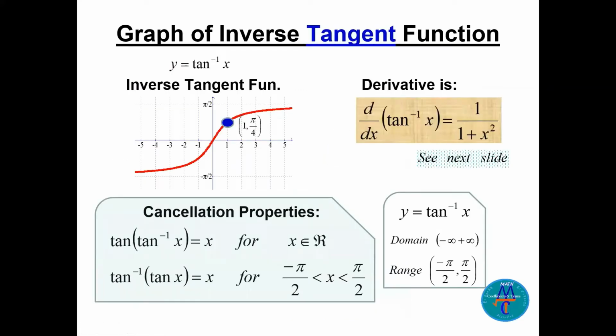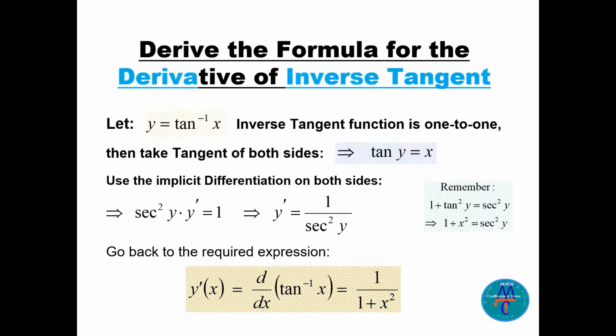Same idea for inverse tangent. This is the graph of the inverse tangent, and the derivative of the inverse tangent will be 1 over 1 plus x squared. Also, we can see the steps of finding the derivative here. Let y equal inverse tan of x. Take tan of both sides, so tan of y is equal to x. Let's use implicit differentiation again. The derivative of tan of y will be secant squared of y times y prime, equal to 1.